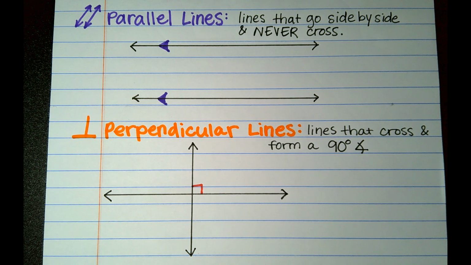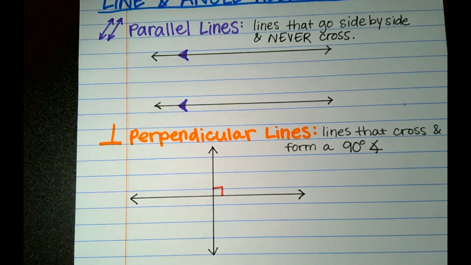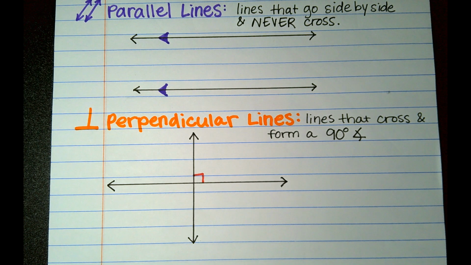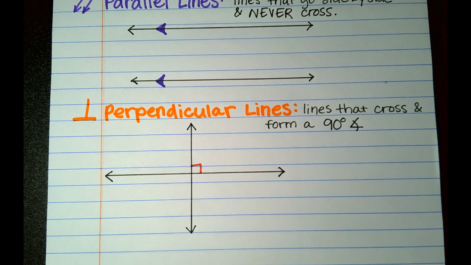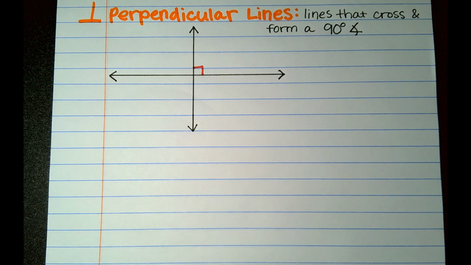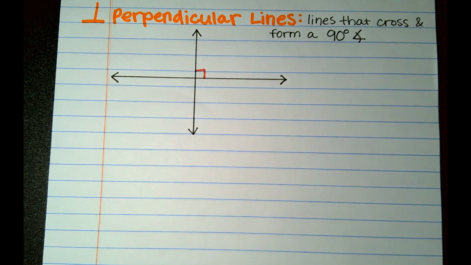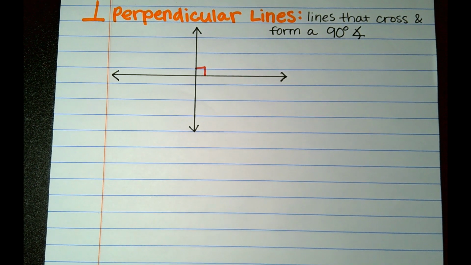So we have parallel lines, we have perpendicular lines. And now we're going to talk about something called, can I move this first? I'll keep it right here. Okay. Now we're going to talk about a transversal.